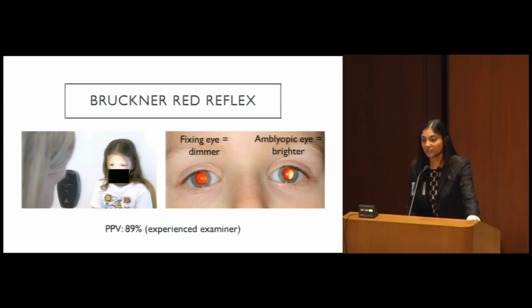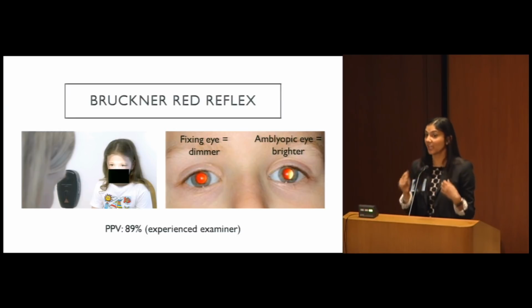So the second form of conventional testing is called the Bruckner red reflex test. This is a test where a direct ophthalmoscope is used to shine a light into both of the patient's eyes from a distance of about 2 to 3 feet away. So you don't actually have to approach the patient very close, which is very helpful in a lot of our patients that have sensory issues or just feel uncomfortable with bright lights near them or won't let you occlude one eye or another, because this is a binocular test.